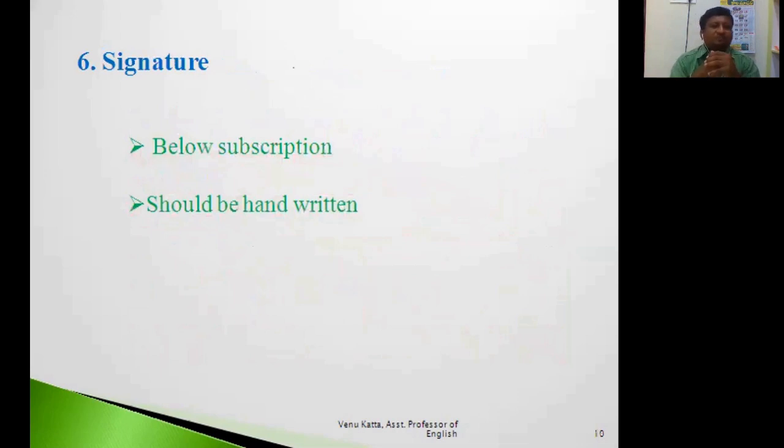Signature. Yes, this is also a very important part. Signature should be done below the subscription. Subscription కంటే కింద మనం సిగ్నేచర్ రాయాల్సి ఉంటుంది. If it is an official letter, you have to write your name in capitals in the bracket also.